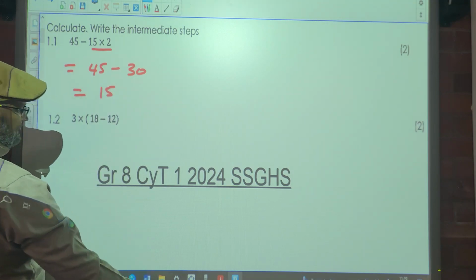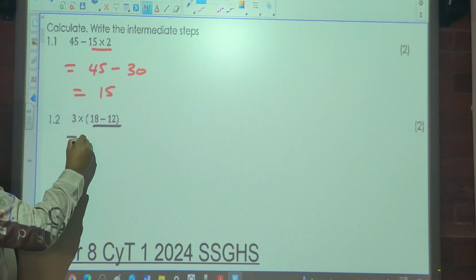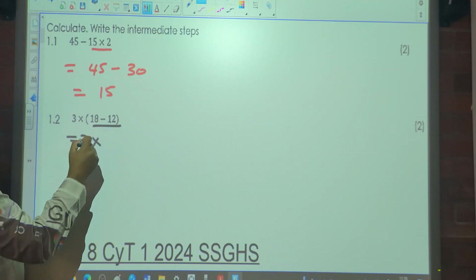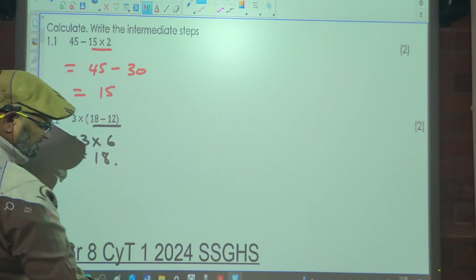Question 1.2. What needs to be done first here? The brackets. So it's going to be 3 multiplied by 18 minus 2 is 6. 3 multiplied by 6 is 18.